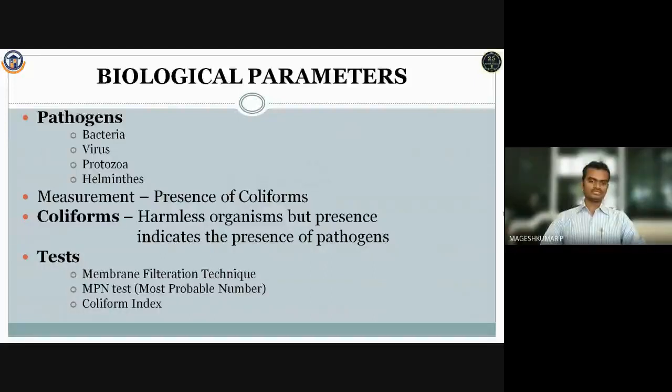So membrane filtration techniques, MPN, most probable number technique, and coliform index. These are all some simple techniques used for the measurement of coliforms, and thereby we can indirectly measure the pathogens.